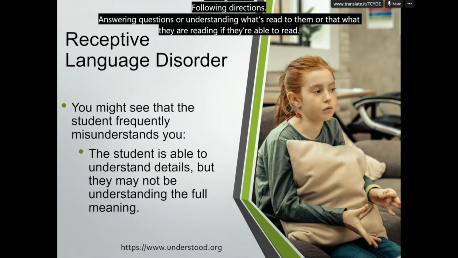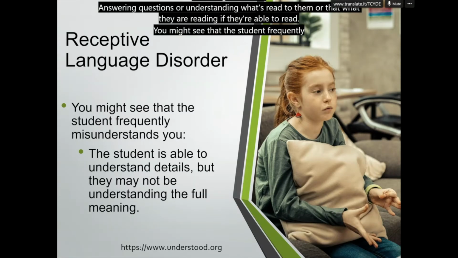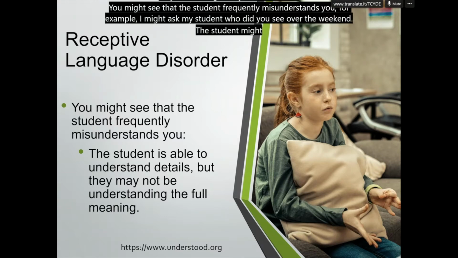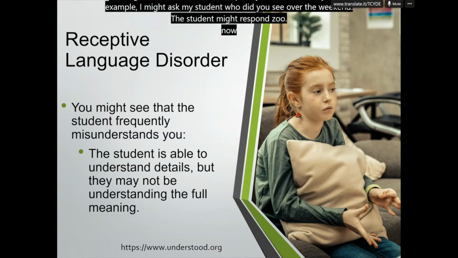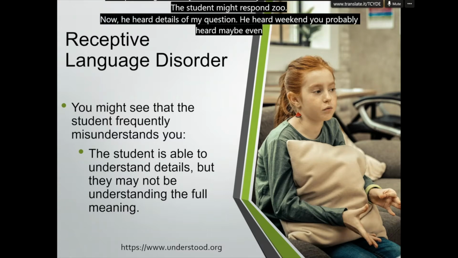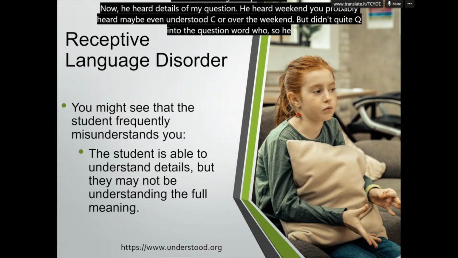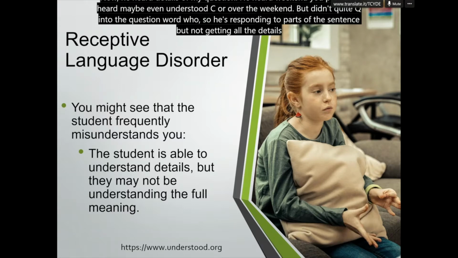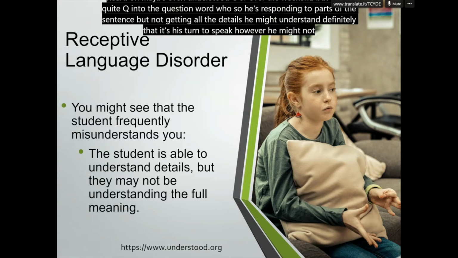You might see that the student frequently misunderstands you. For example, I might ask my student, who did you see over the weekend? The student might respond, zoo. Now, he heard details of my question. He heard weekend. He probably heard, maybe even understood, see or over the weekend, but didn't quite cue into the question word who. So he's responding to parts of the sentence, but not getting all the details. He might understand definitely that it's his turn to speak. However, he might not get the full meaning of what I'm expressing to him.